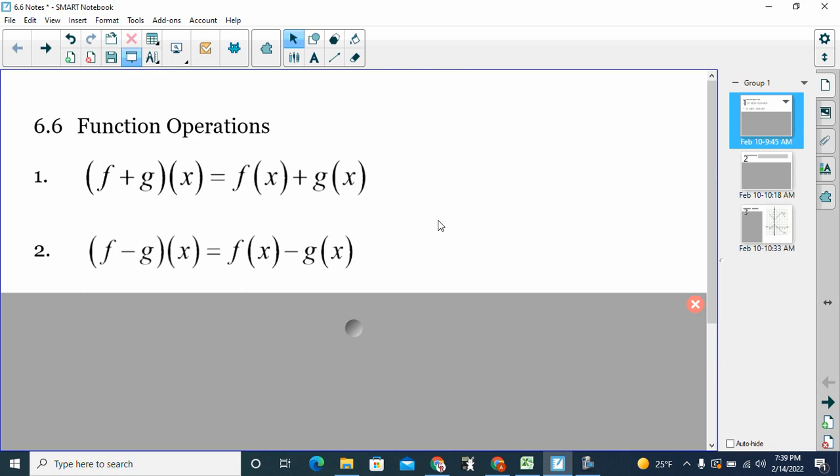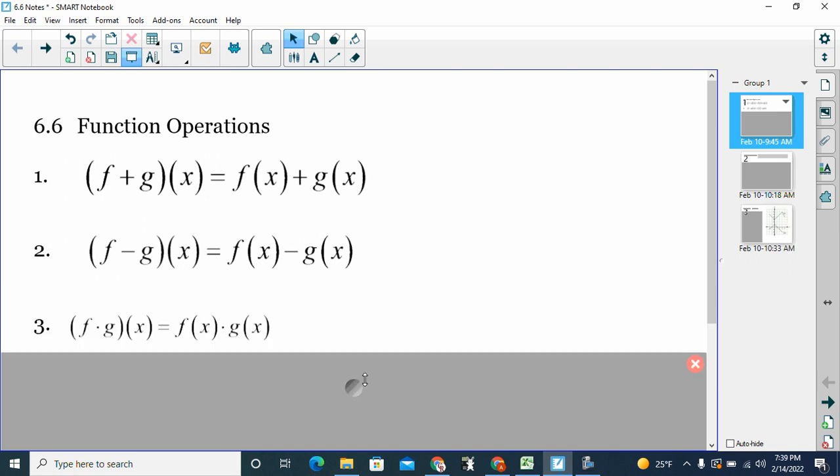One thing that might be a little bit new is this notation right here. f plus g of x. Again, that's read f plus g of x. That's the same thing as just adding f of x and g of x. f of x plus g of x. Same thing if we're subtracting. f minus g of x is the same as f of x minus g of x.